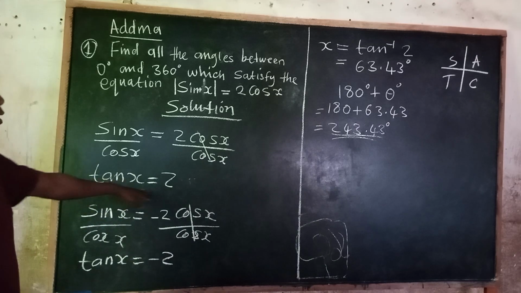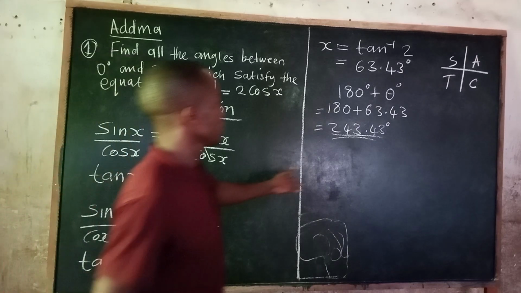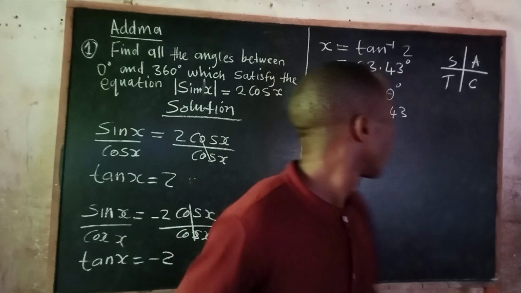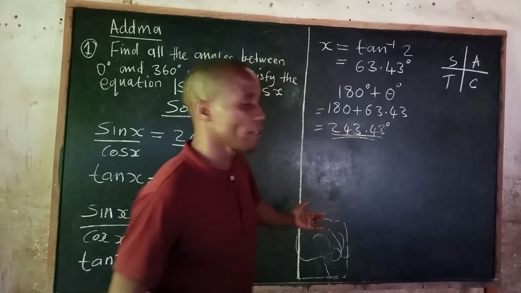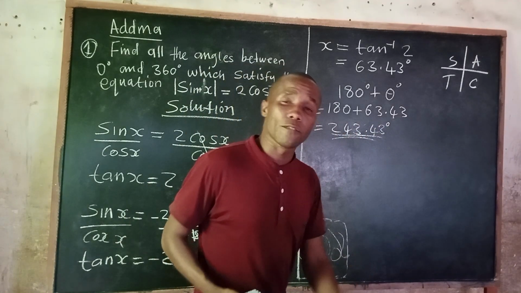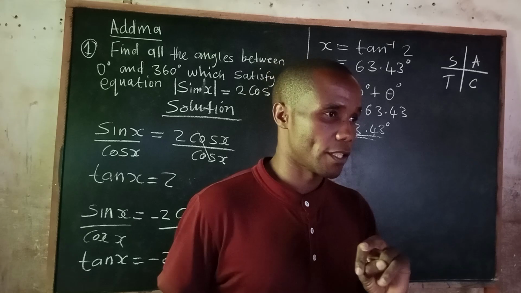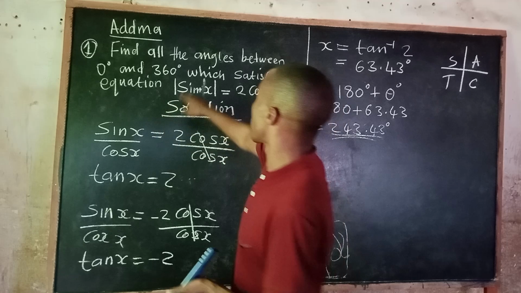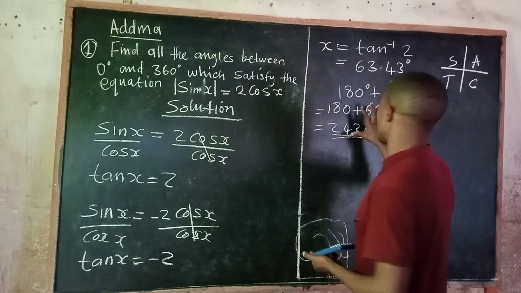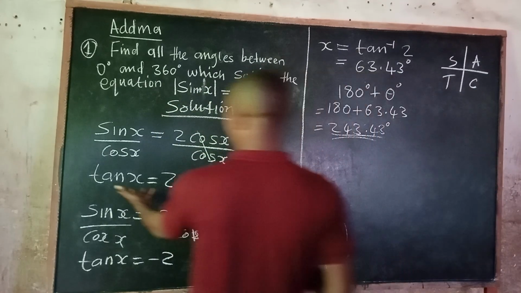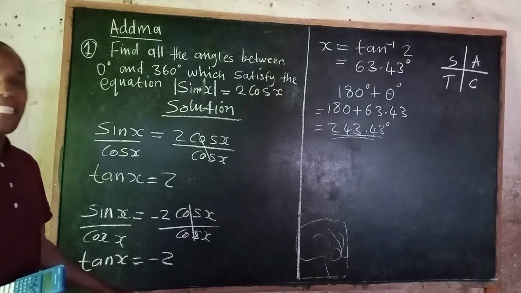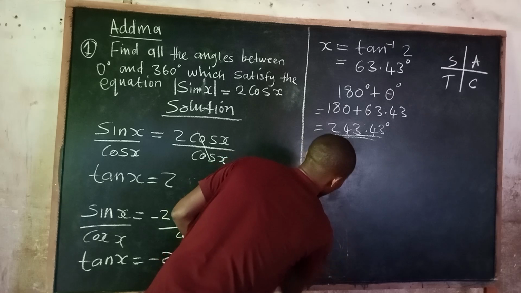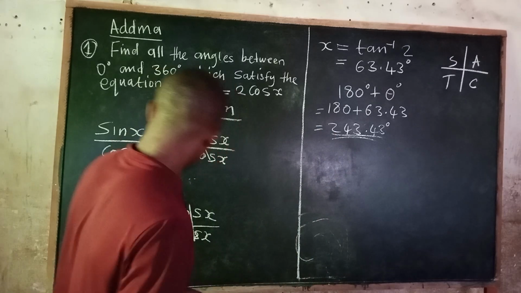On tan x equals 2, we have got how many? We have 2 angles. One is 63.43, then the other one is 243.43. So we have 2 angles. And remember, in the question they are telling us to find angles ranging from 0 to 360 degrees. So we have just found 2. Now let us come to the last part of our question, which is tan x equals negative 2.